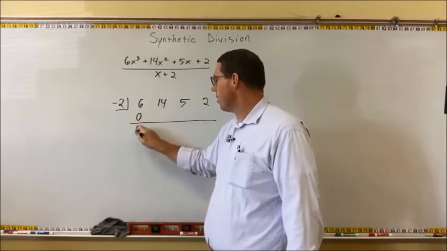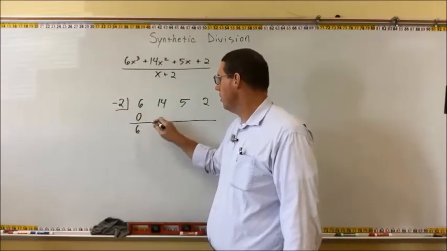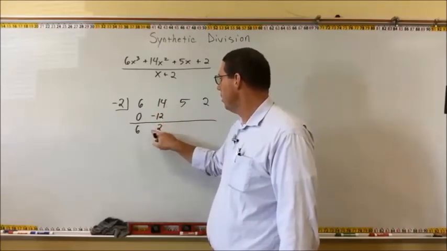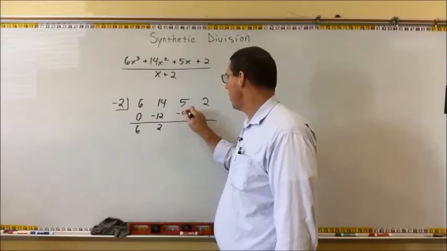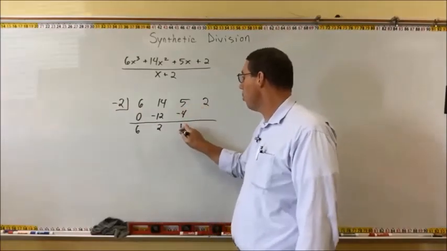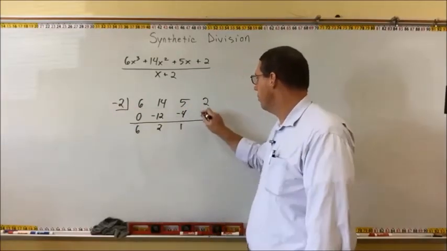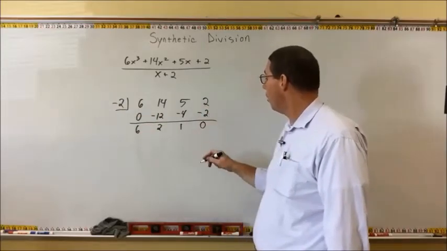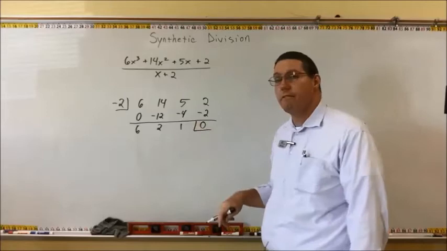6 plus 0 is 6. Times -2 is -12. Plus 14 is 2. Times -2 is -4. Plus 5 is 1. 1 times -2 is -2. And -2 plus 2 is 0. Oh, look at that. A remainder of 0.